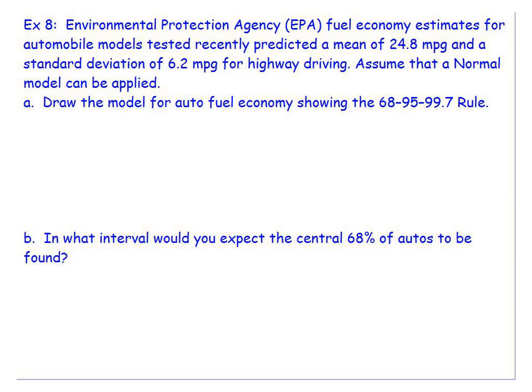The Environmental Protection Agency, the EPA, fuel economy estimates for automobile models tested recently predicted a mean of 24.8 miles per gallon and a standard deviation of 6.2 miles per gallon for highway driving. Assume that a normal model can be applied. That's key. Whenever you hear assume a normal model can apply, that's a good thing. That means that we're able to use our normal model.